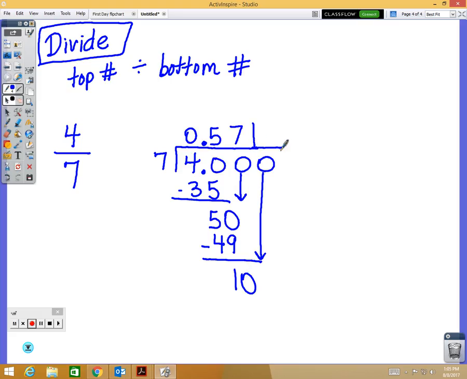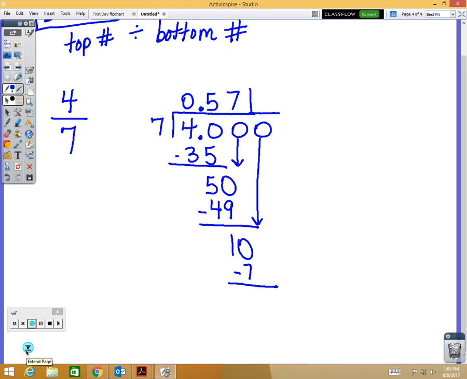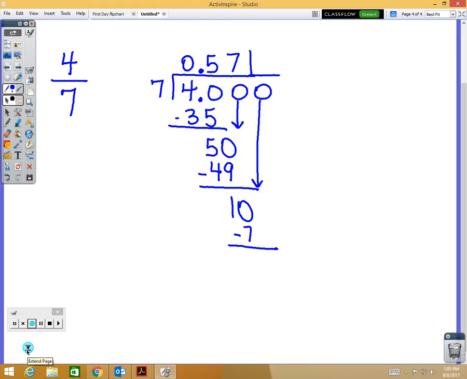Oh man. What do you mean? You thought you were allowed to stop? You need to know how to keep going. Alright. So, alright, great. So 10 minus 7 is 3, right?